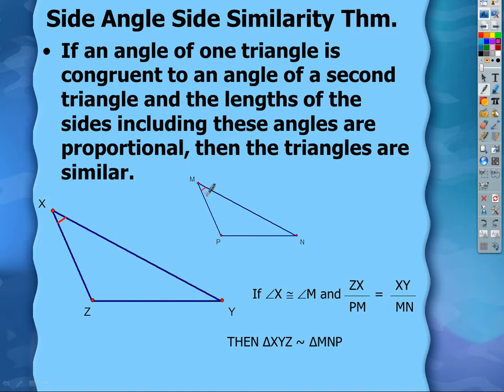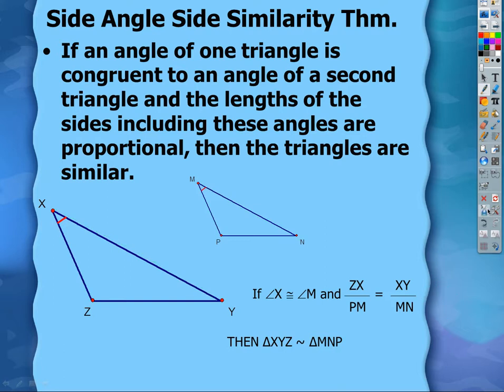So for example, our ratio of, it looks like large to small, I would have to have the ratio of ZX to PM, so that ratio would have to equal the ratio of, what do they call this, XY to MN. So big pink to small pink would have to equal big green to small green, and the included angles would have to be congruent to use SAS. Okay?